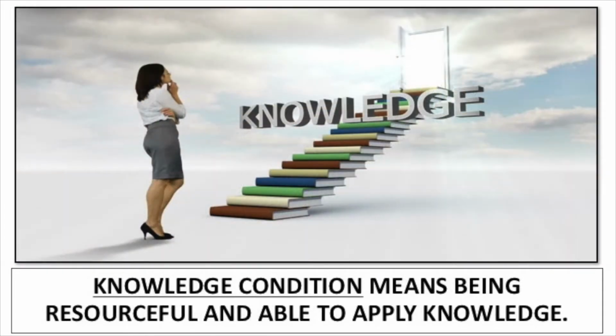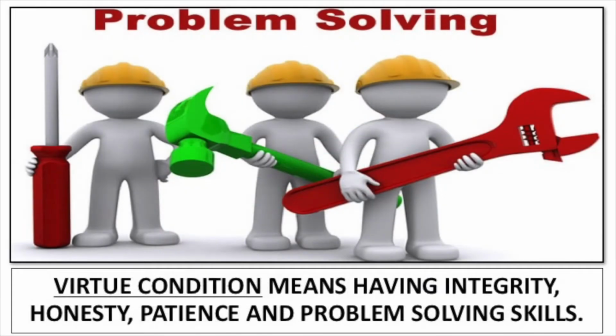Now, they're the three main factors of the philosophy, but there's also two other factors we use too. Knowledge condition means being resourceful and able to apply knowledge. So that means the things that we learn, we can use them to improve our lives and improve the lives of others by making the right decisions and using prudence and intelligence. And we also have virtue condition.